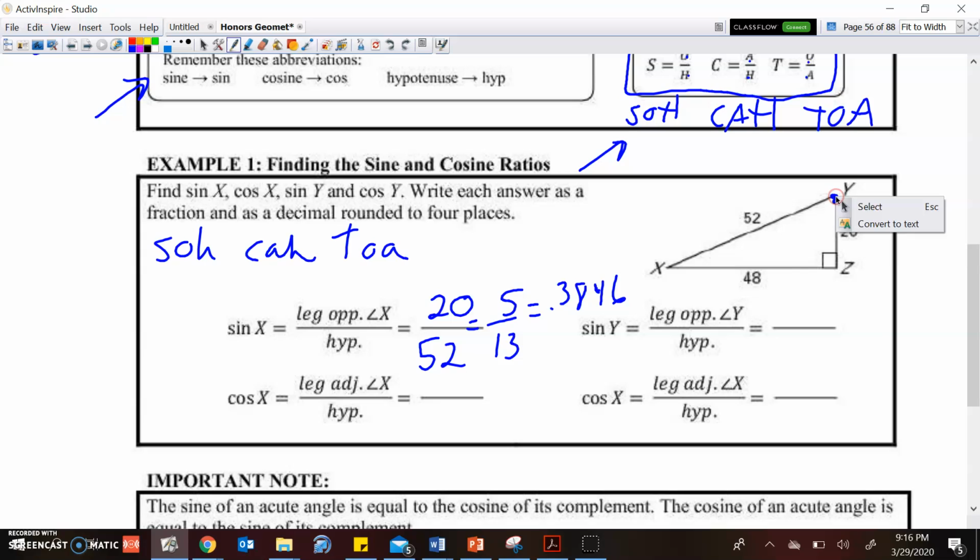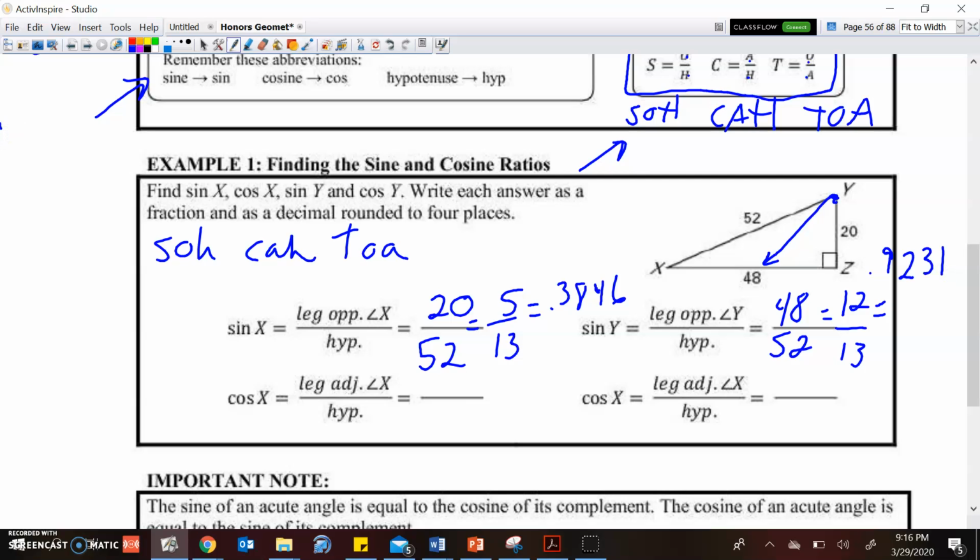So from angle y, my opposite side is 48. My hypotenuse stays consistent, it's 52. So 48 divided by 52 is going to simplify to give me a fraction of 12/13. We always want to simplify it just as normal math. And 12 over 13 is decimal point 923, rounded is 31. Okay?